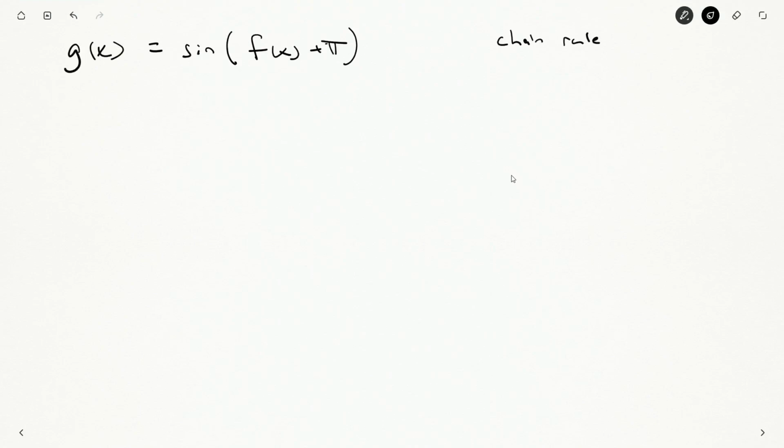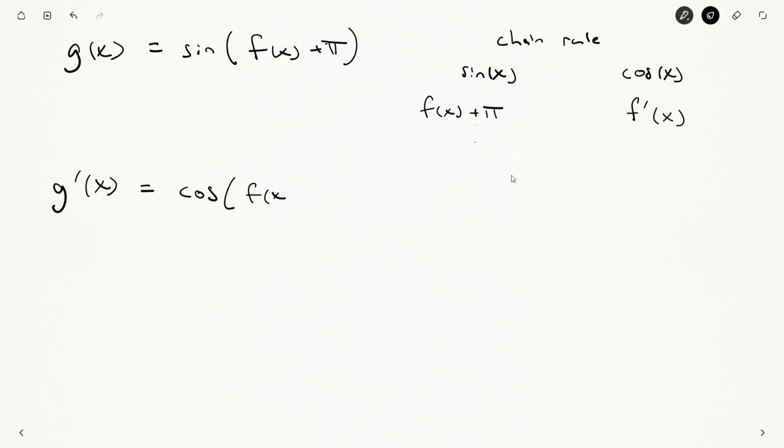As soon as I identify my outside function, sine of x, what's the derivative of sine of x? Cos of x. My inside function is f of x plus pi. What's the derivative of f of x plus pi? Well, the sum rule comes into play. Derivative of pi is nothing. So the derivative here is just f prime of x. Okay. So the chain rule tells me the derivative of g is cos of f of x plus pi times f prime of x, the derivative of my inside function.